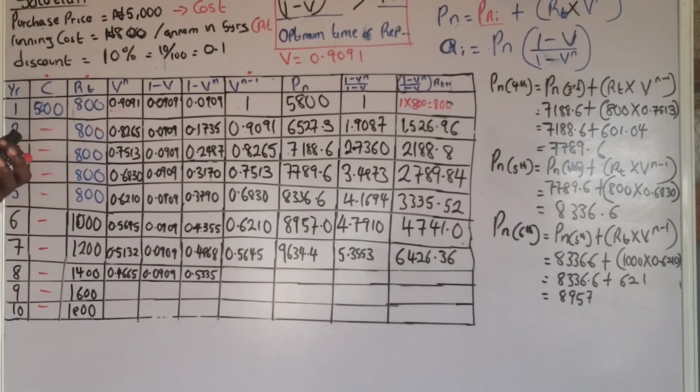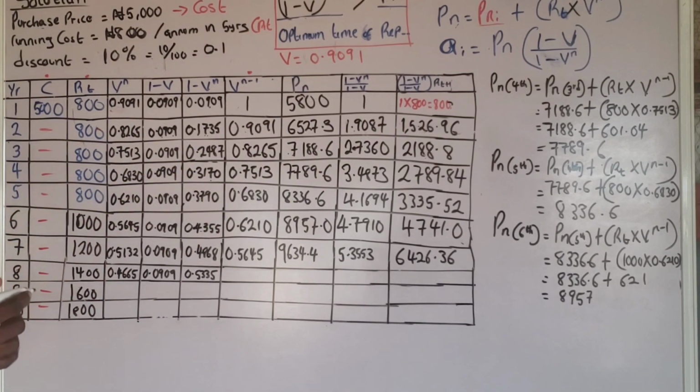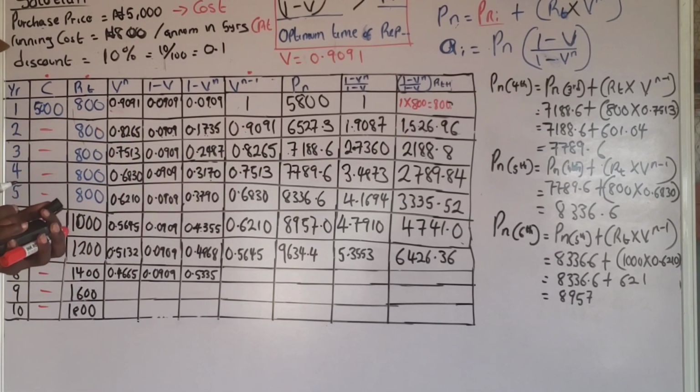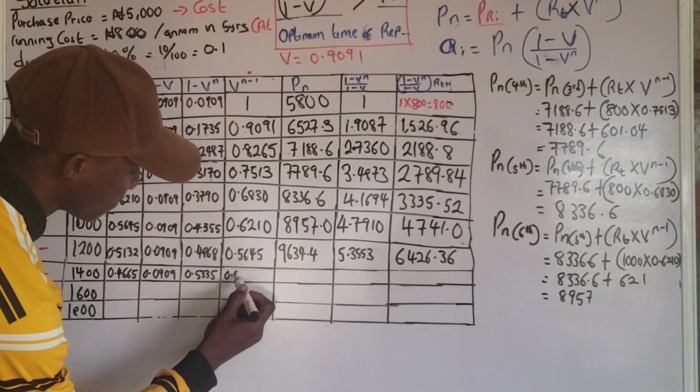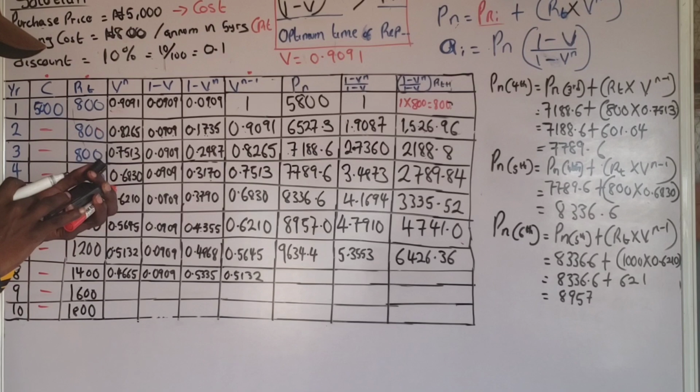Now v raised to the power of n minus 1. V is 0.9091, and n minus 1 is what? 8 minus 1. So 0.9091 raised to the power of 7. That will give us 0.5132. Okay, let's get the value of Pn.